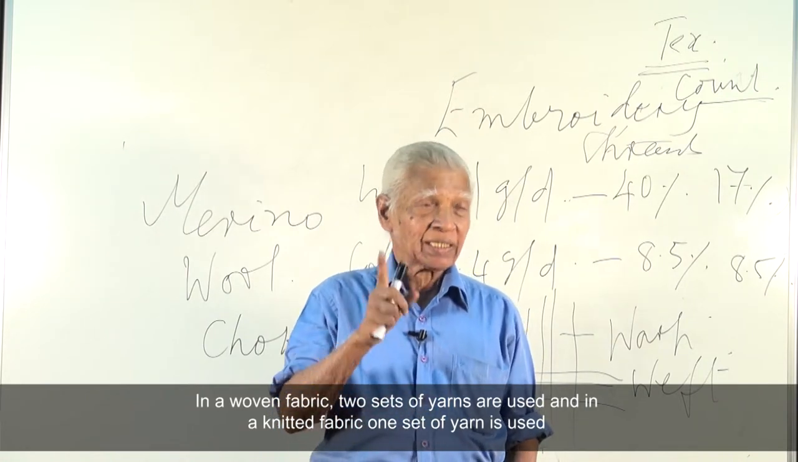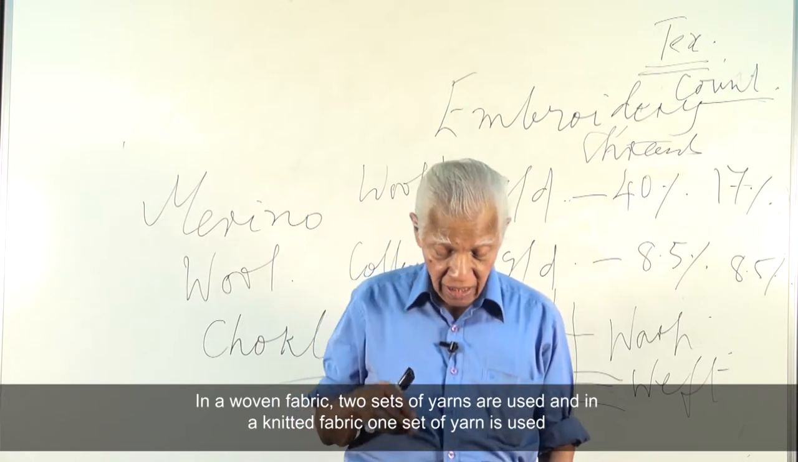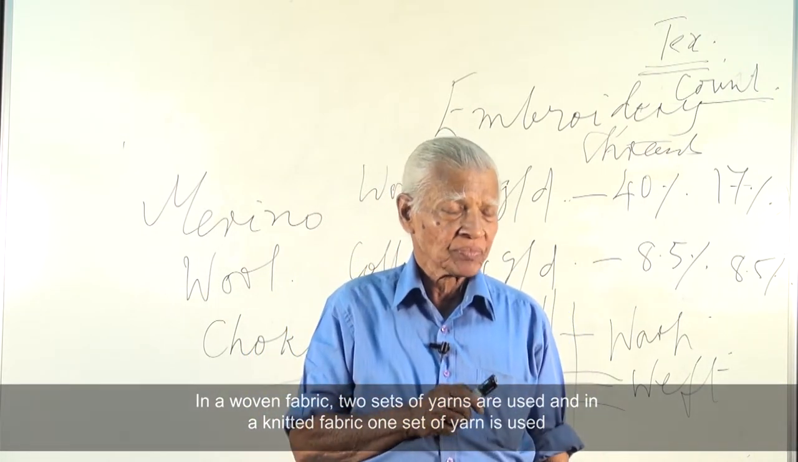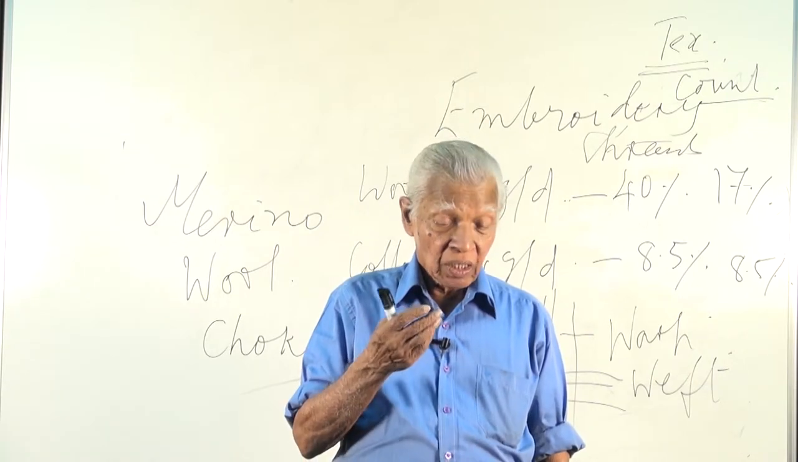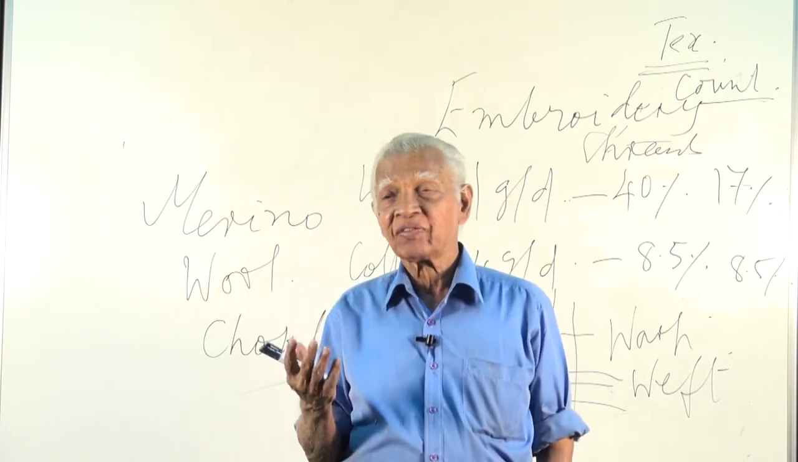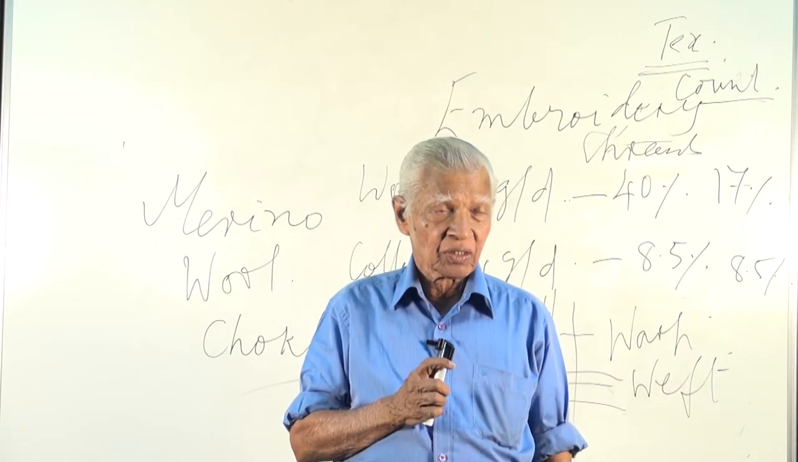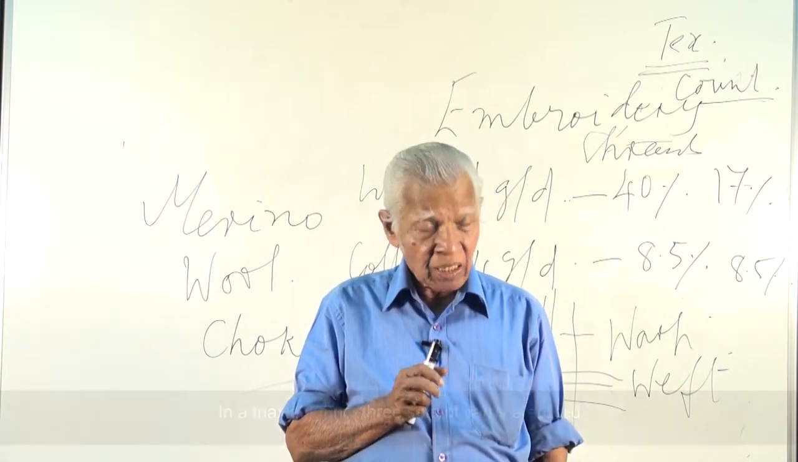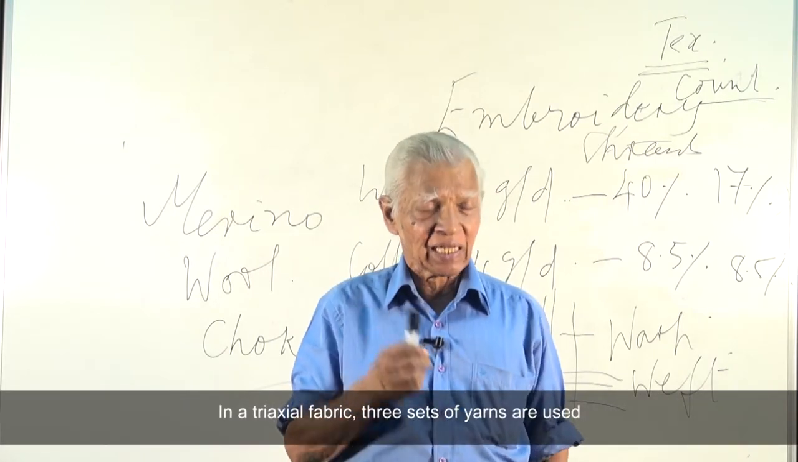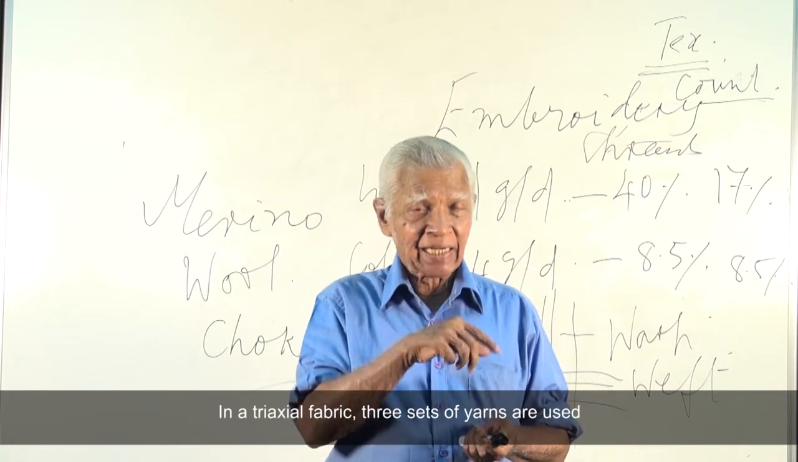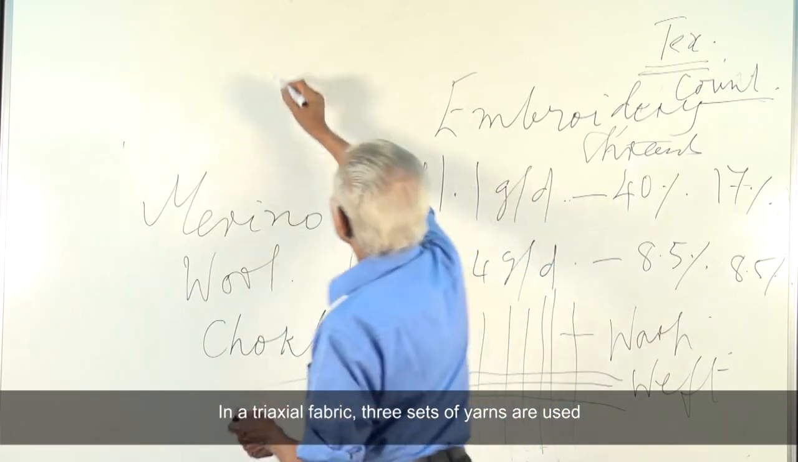whereas for a knitted fabric only one type of yarn is used. Again, there are subdivisions in knitting called warp knitting and weft knitting. So whether it is warp knitting or weft knitting, we use only one type of yarn, whereas two types of yarns are used for woven fabric. And there are certain fabrics like triaxial fabrics where we use three types of yarns, two yarns at an angle, triaxial fabrics.